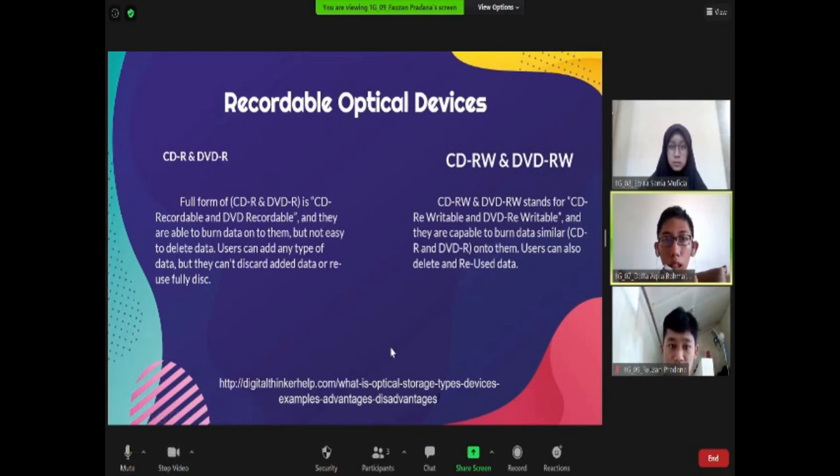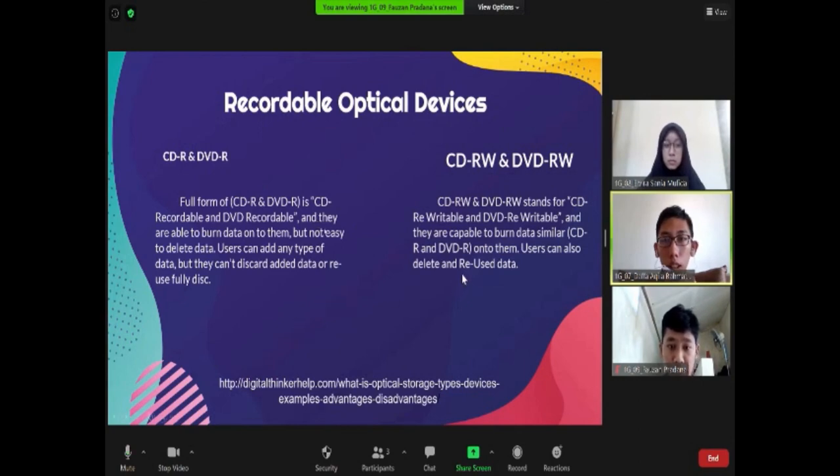Recordable optical device, CD-R and DVD-R. The full forms of CD-R and DVD-R are CD recordable and DVD recordable, and they are able to burn data onto them but it is not easy to delete data. Users can add any type of data, but they cannot discard the added data and reuse the disk fully.